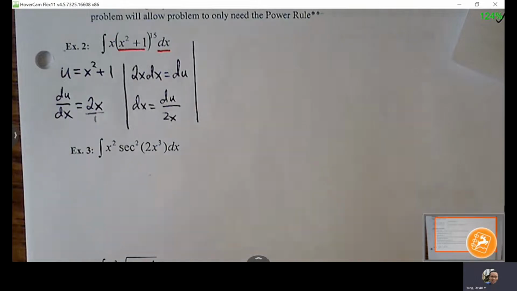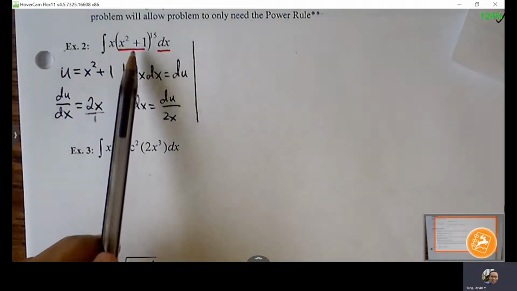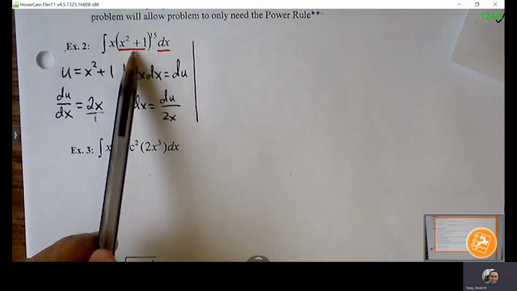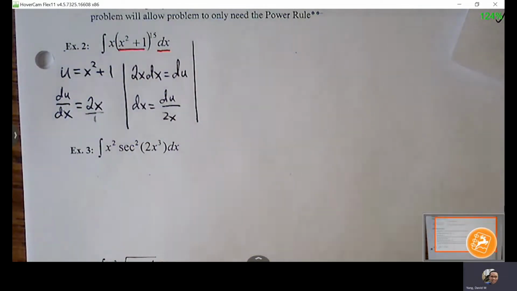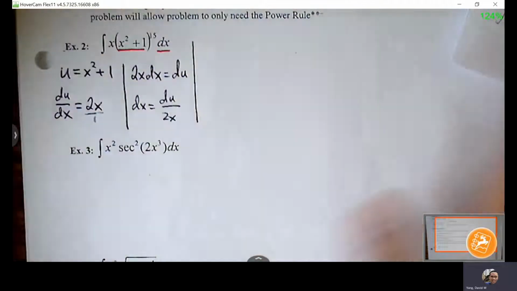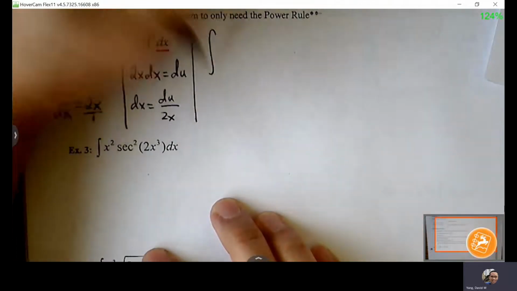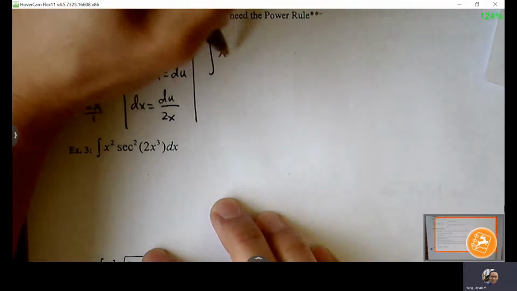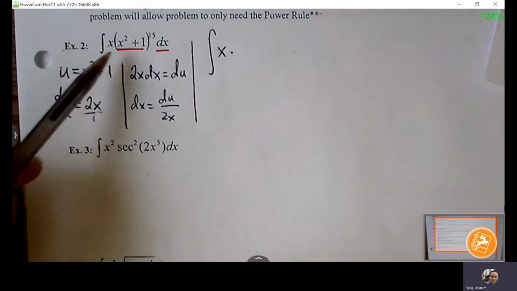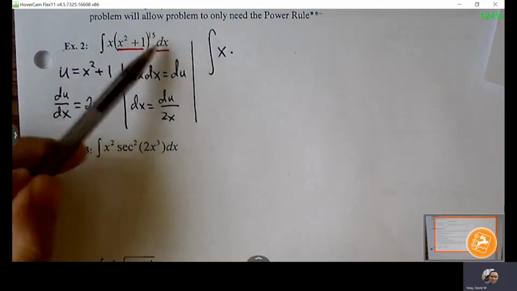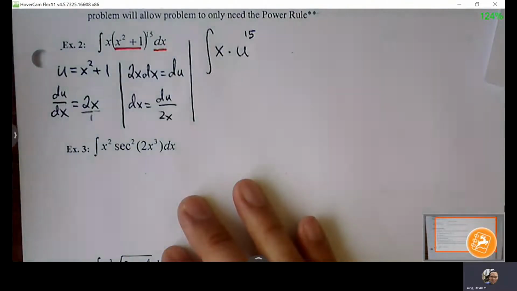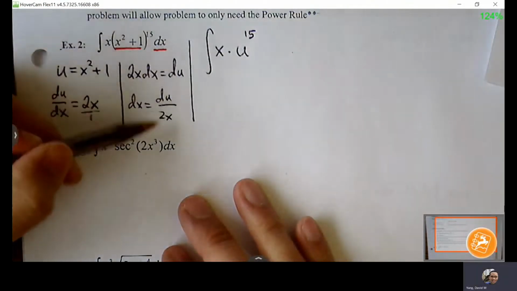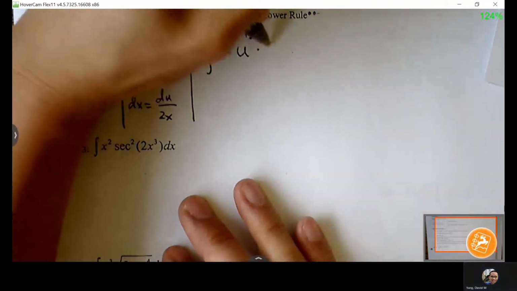All right, so my priority is just replacing what I underlined, the parentheses and the dx. Anything else, we're just going to bring back into the problem. That will not be replaced, and we're just hoping that the x will go away on its own. Okay. Parentheses becomes u. Don't forget about the 15. And then dx gets replaced with du over 2x.